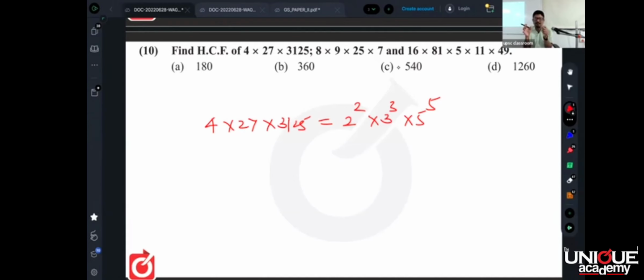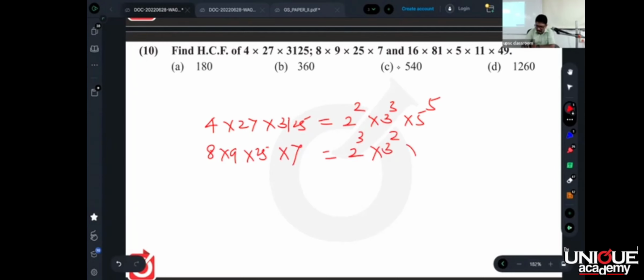So up to at least 5, you should know: 1 raised to any number is 1 itself. 2 raised to 1, 2 raised to 2, 2 raised to 3, up to 2 raised to 5, like that. 3 raised to 5, up to 4 raised to 5, and 5 raised to 5. You should know. Okay. Now the second, 8 into 9 into 25 into 7, is 2 cube into 3 square into 5 square into 7.